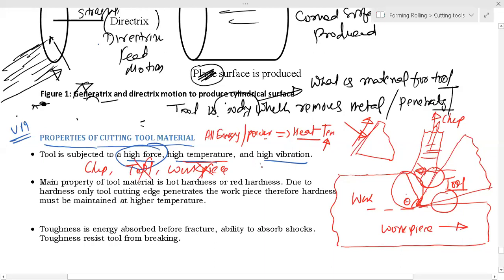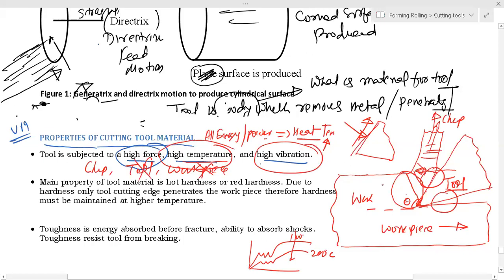So with temperature, the stress strain curve goes down. For example, if you draw a stress strain curve for mild steel at 100 degrees centigrade, it will be down like this for 200 degrees centigrade. So at higher temperature, all these properties decrease. So the tool material will be subjected to high force, high temperature, and high vibration.